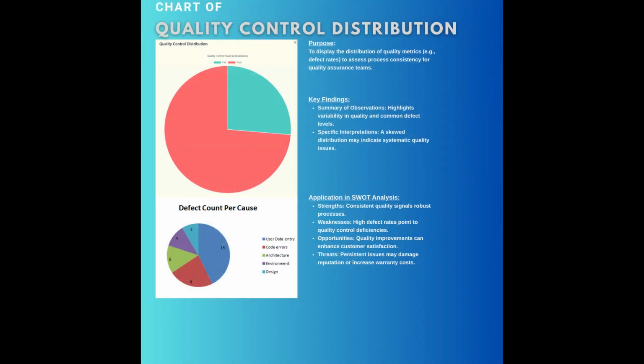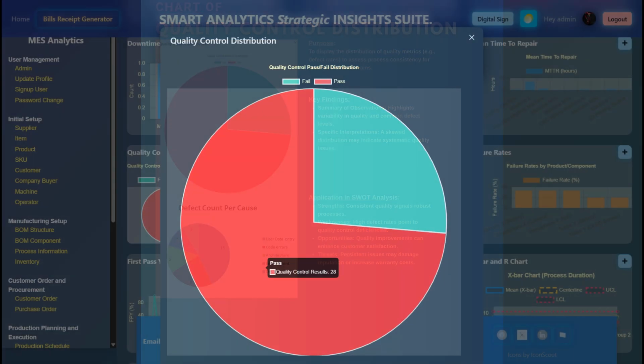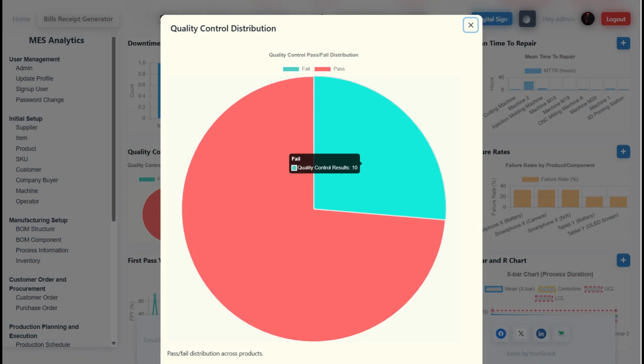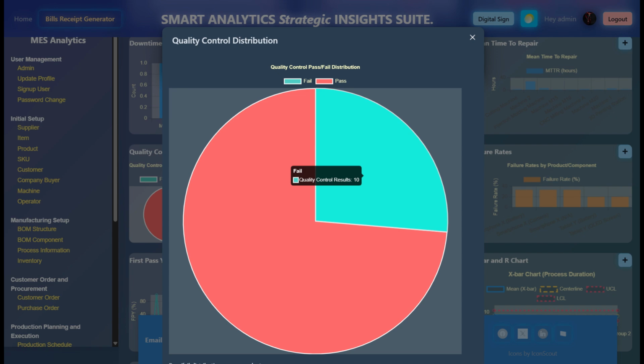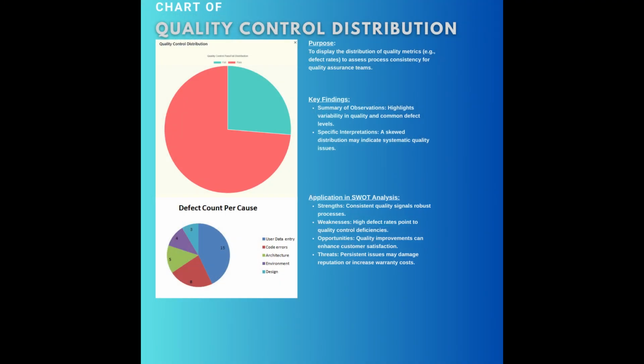Let me walk you through the quality control distribution histogram in our Smart Analytics Strategic Insights suite. This chart is key for keeping our quality in check. It pulls data from our quality control inspections and test results and plots it to show the spread of quality metrics like defect rates across our production. Think of it as a snapshot that shows how consistent our processes are, helping our quality team spot issues fast.